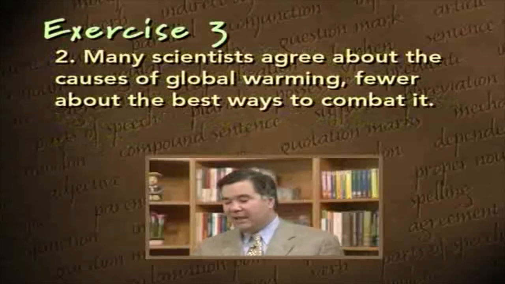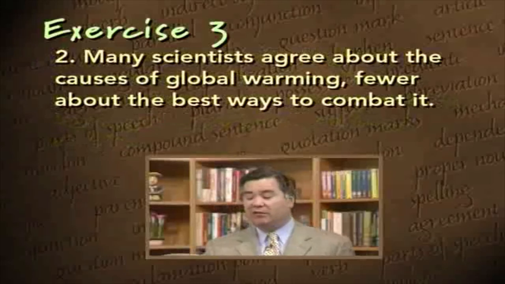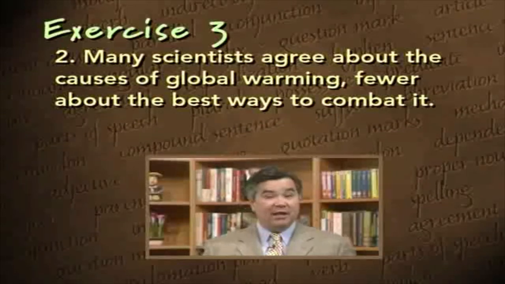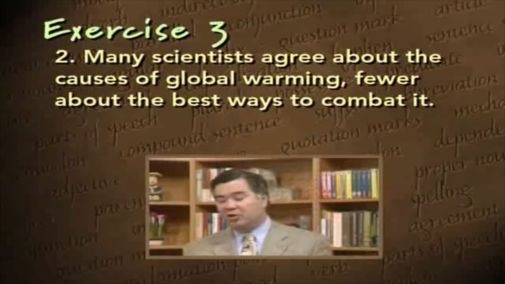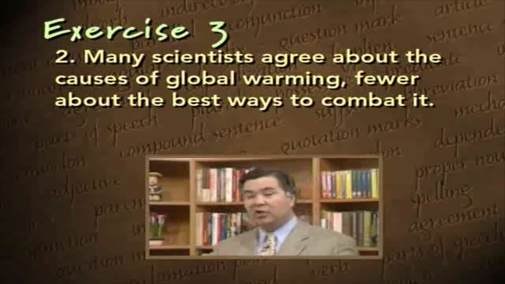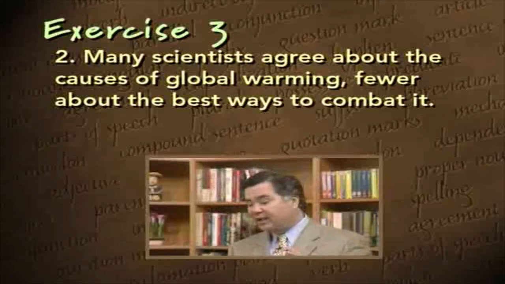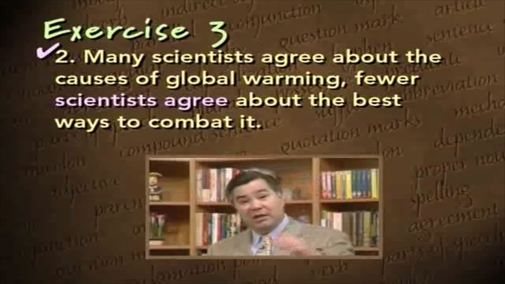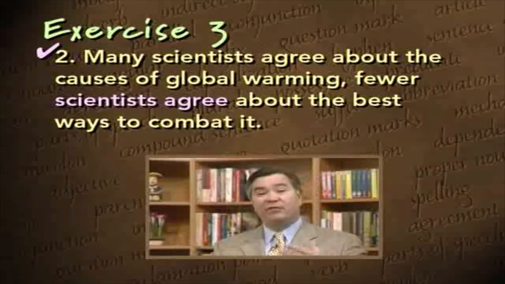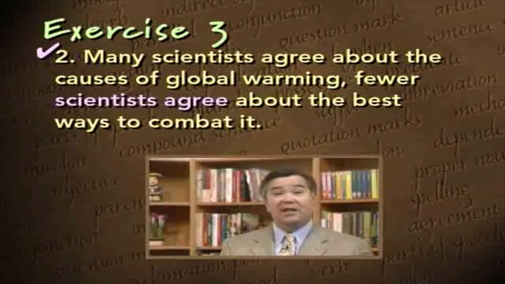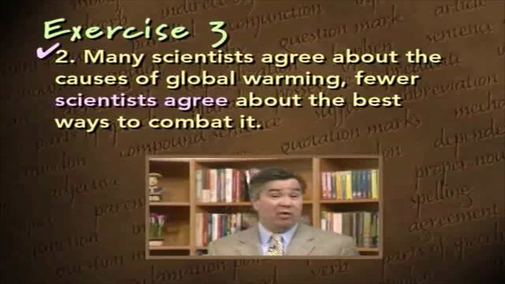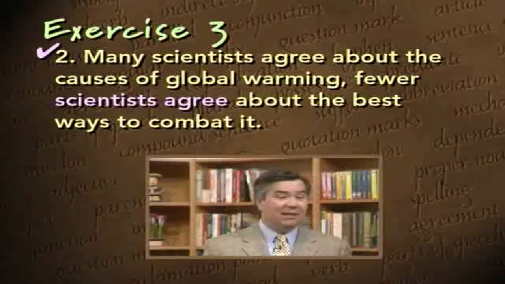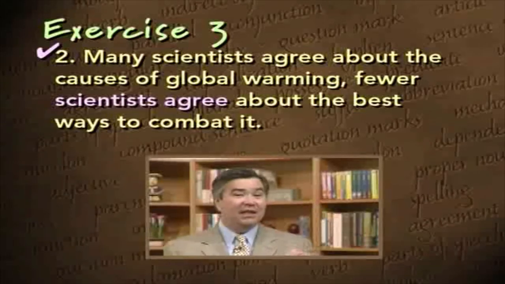Our next example. Many scientists agree about the causes of global warming, fewer about the best ways to combat it. Here again we have two parallel ideas. The first clause says many scientists agree about the causes of global warming. The second clause says that fewer scientists agree about the best ways to combat it. Now, the way I just said it spells out both clauses at full length. Perfectly understandable, but it's a little bit wordy. So the author of this version has tried to use ellipsis to shorten the sentence somewhat. Has he done the ellipsis correctly?